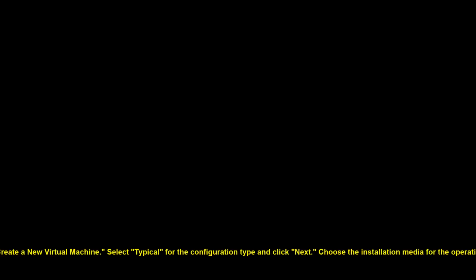Open VMware Workstation or VMware Player on your computer. Click on Create a new virtual machine. Select Typical for the configuration type and click Next. Choose the install media. You can use an ISO file, CD, DVD, or other media.